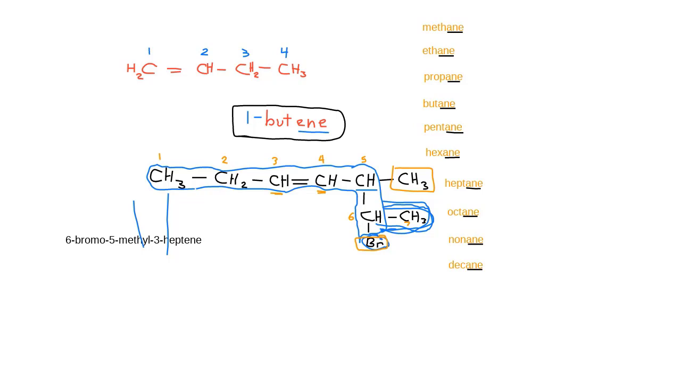So this ending in ane is for if it's just an alkane. But if it's an alkene, if it has a double bond, then all of those endings would be ene. And if it had a triple bond, then it would be yne. So the ending changes depending upon what the functional group is. Does that help? Yes. Okay.